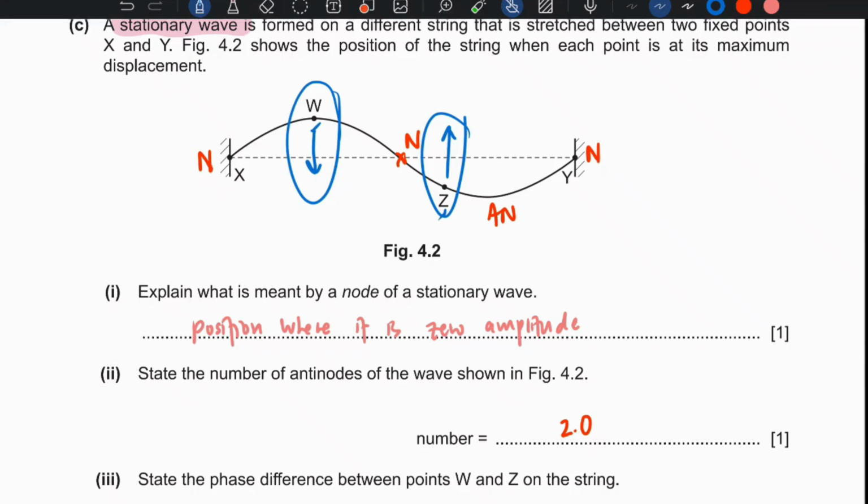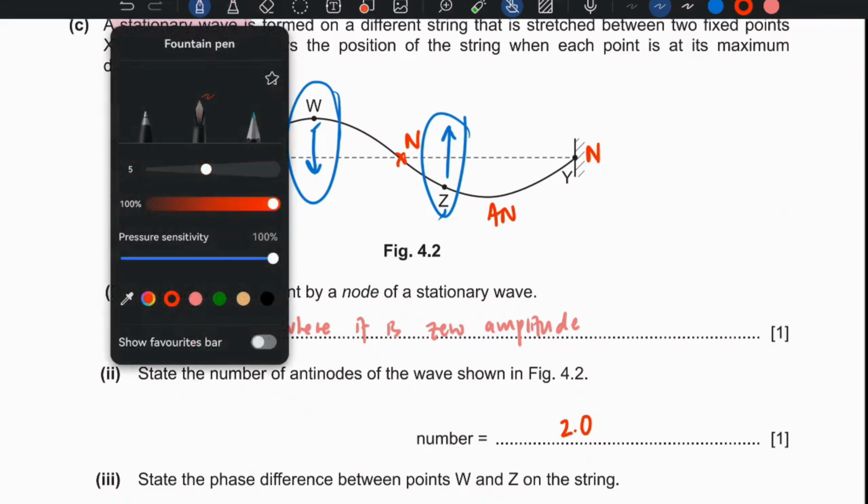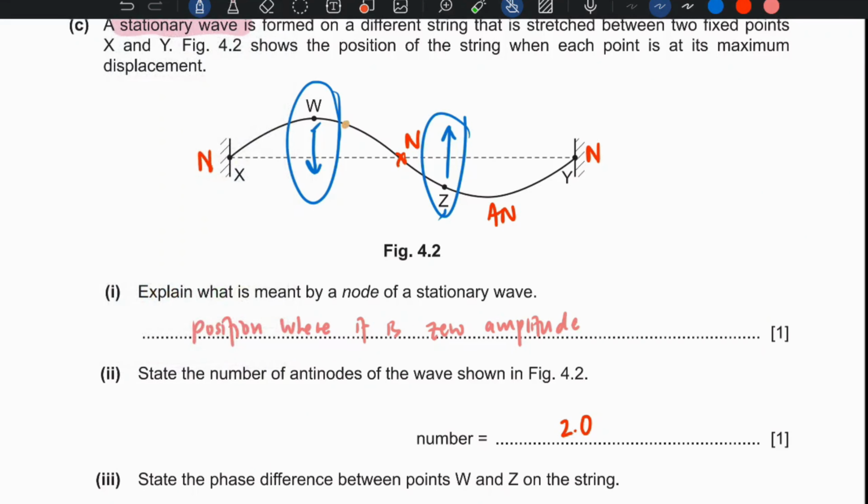For example, if I label a point here, let's say Z. If they ask what is the phase difference between point W and Z on the string, you need to calculate it. That means they'll give you more information. But both W and Z would be in phase, because if W moves down, Z will move down, and when Z moves up, W will move up as well. But in this case, Z is now here. So when W moves down, Z is moving up. That shows it is anti-phase.